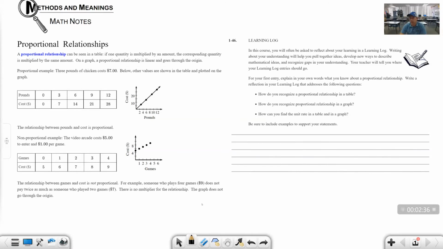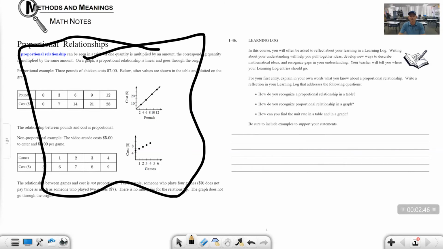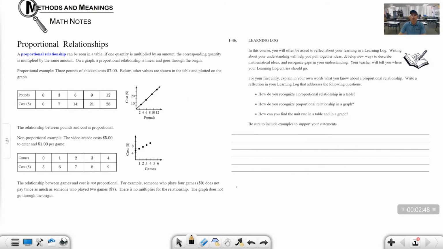Notice 3 bullet points. Now, what if you say, Mr. McCoy, I don't know anything about proportional relationships? Well, guys, it's all right here. This whole thing is all about proportional relationships. So, how do you recognize a proportional relationship in a table? You're going to need to start your first section with something like: a proportional relationship can be seen in a table. How do you see that in a table?